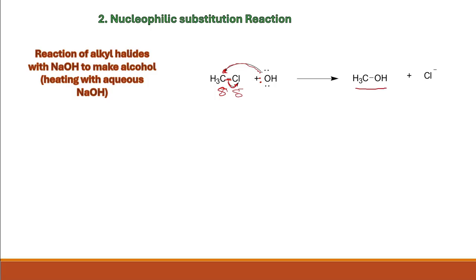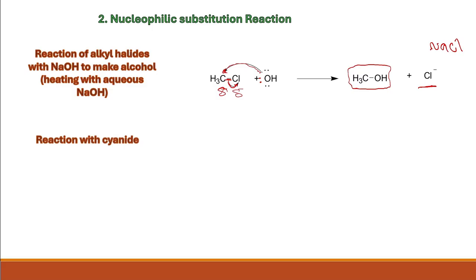That will give you a substitution product, which is the alcohol, and then we have the chloride ion. Remember that you used sodium hydroxide in this case, so the final side product is going to be sodium chloride.